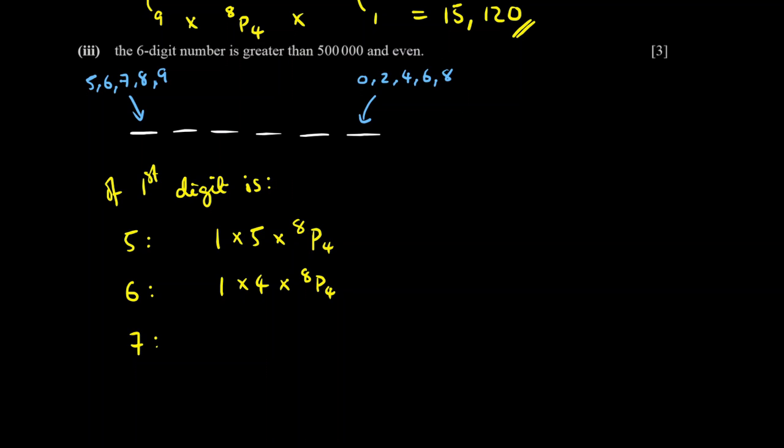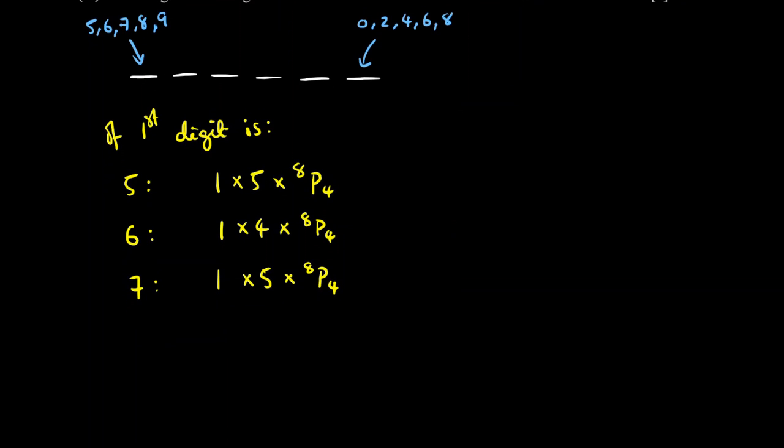Next one, let's say the first digit is 7. There's one way of choosing 7 to be the first digit, and there are 5 ways to choose the last digit, so I'm timesing through by 5, and I'm going to multiply that, sorry, not plus, beg your pardon. I'm going to multiply that through by 8p4 again for the 4 middle digits. Okay, so we've got 2 last alternatives to consider. If the first digit is 8, there's one way to choose the first digit. There are then 4 ways of choosing the last digit, right? Because I can't choose 8. What I've got there is 4 ways. And again, I've got 8p4 ways of choosing the middle.